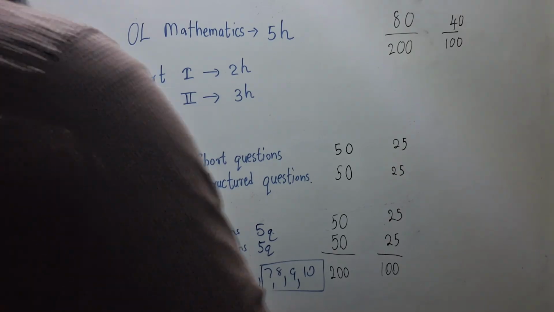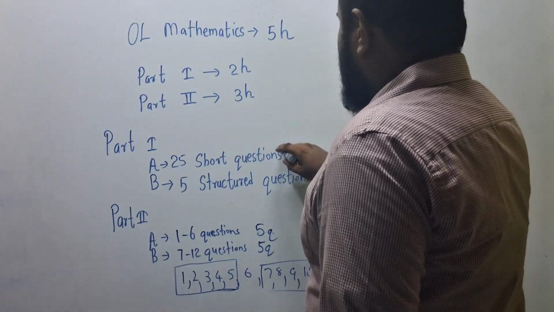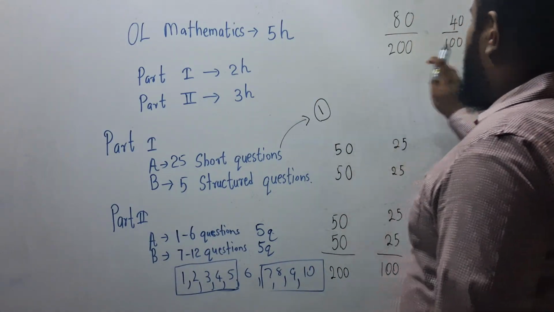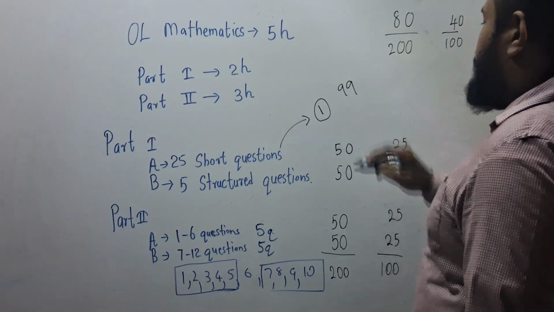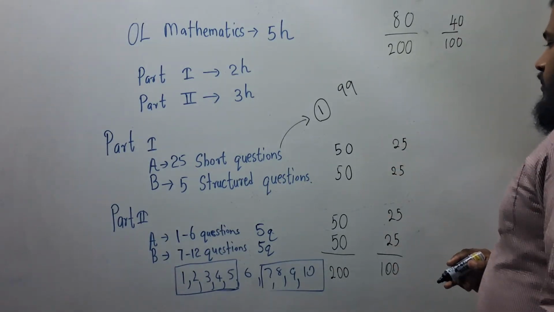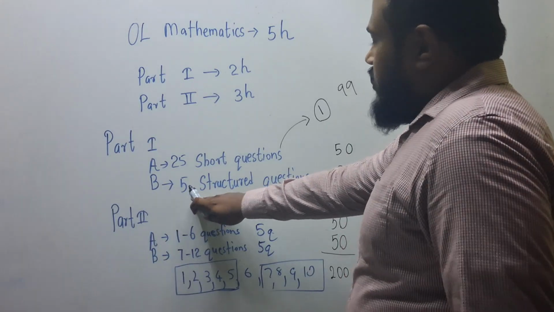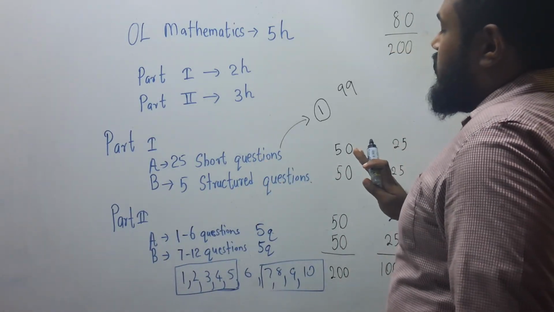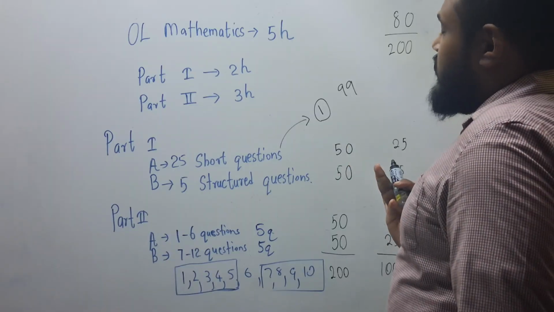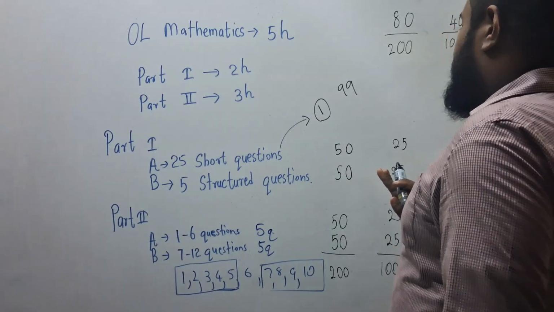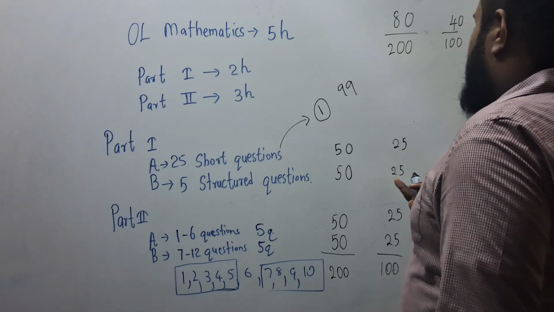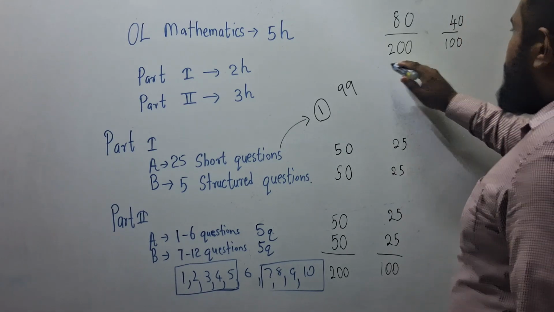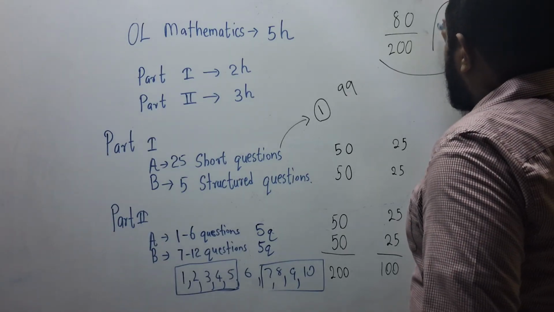So if you miss one short question, you are missing 1 mark. That means out of 100, you have 99 marks. And if you are unable to answer one whole structured question from the 5 structured questions, you will lose 5 marks. Like that, this is the way the marks are divided.